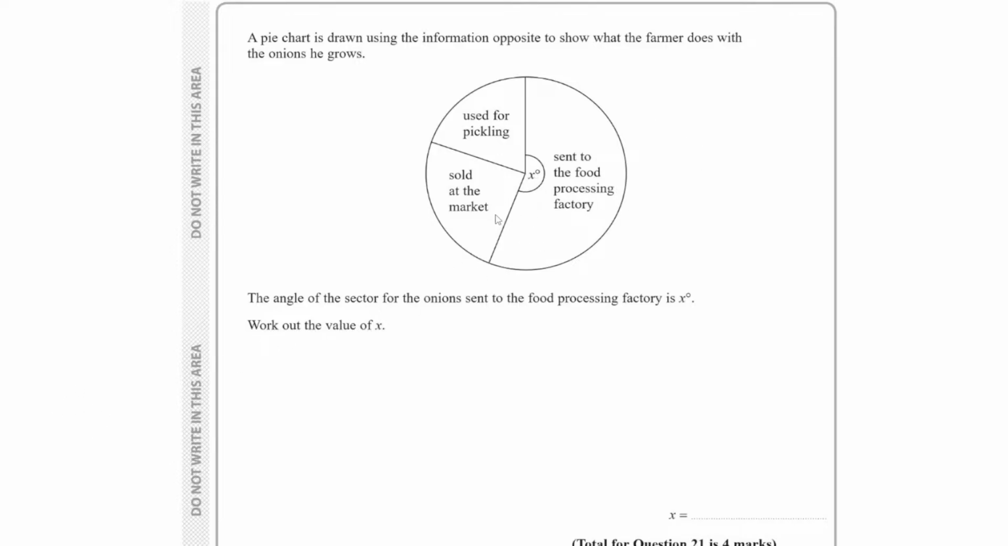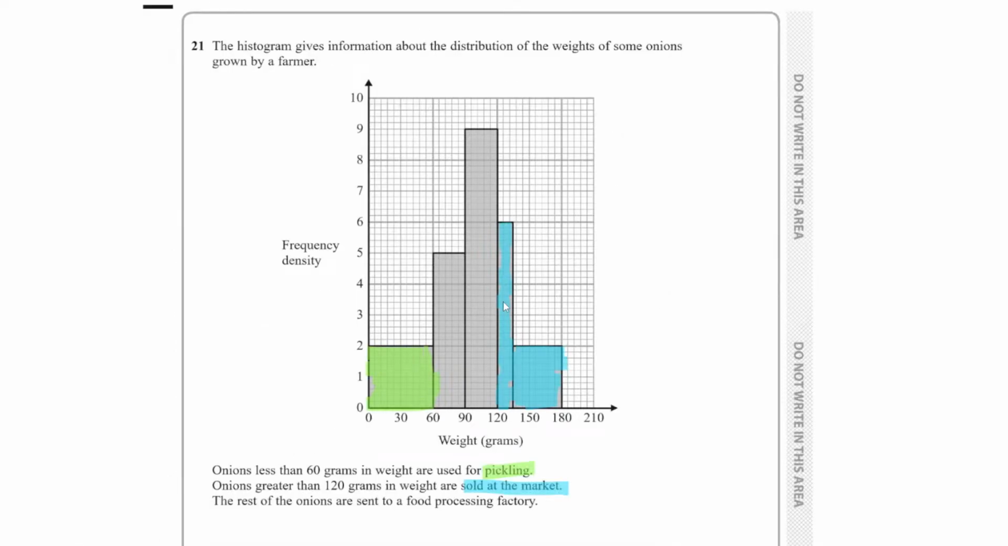So we need to find what portion of this pie chart is the ones sent to the food processing factory, so that's the ones in the middle. So I'm just going to have to work out the frequencies of all of them, aren't I? That's effectively the first thing. You might know that you just multiply them together, but if you don't, you can use this formula triangle. We're looking for the frequency. So both axes multiplied together. So the green one, 2 times 60, 120. Then the next one, we've got 5 times 30, which is 150. Then we've got 9 times 30, which is 270.